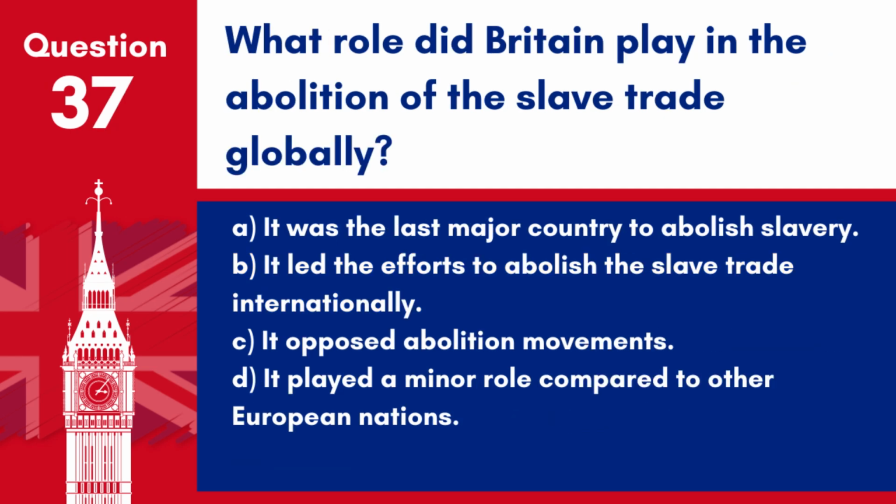Question 37. What role did Britain play in the abolition of the slave trade globally? A. It was the last major country to abolish slavery. B. It led the efforts to abolish the slave trade internationally. C. It opposed abolition movements. D. It played a minor role compared to other European nations.